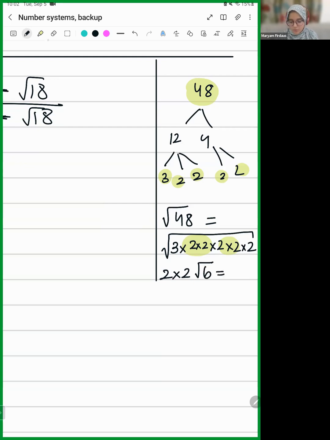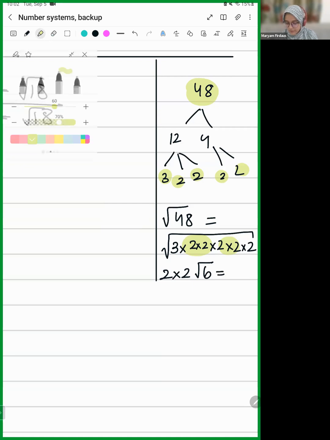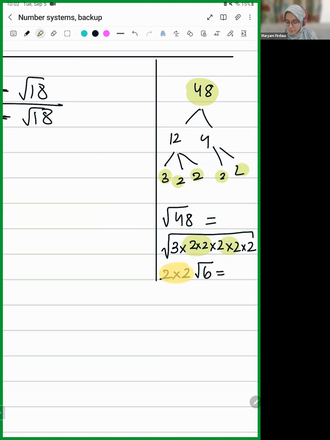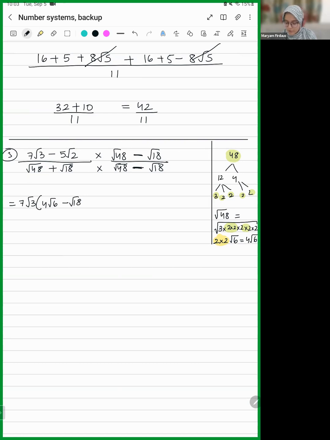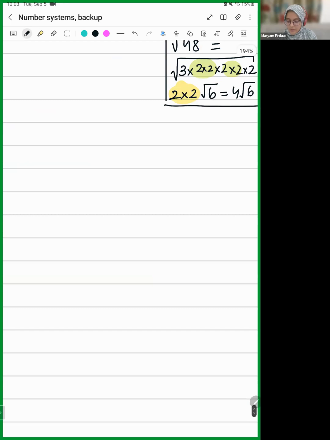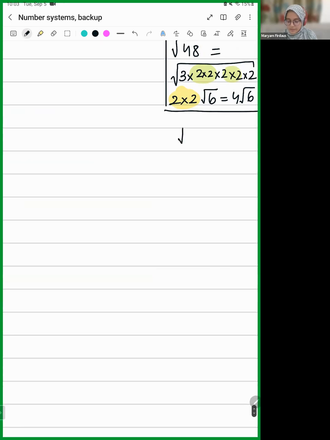So this is what 2 into 2 root 6 means. What is 2 into 2? 4 root 6. Very good. So basically, if you write root 48 as 4 root 6, it will be a lot easier. So we are going to write 7 root 3 into 4 root 6 minus this root 18. But what is root 18? Let's do the same operation on root 18 as well. Tell me how can you simplify root 18? Who will tell me?